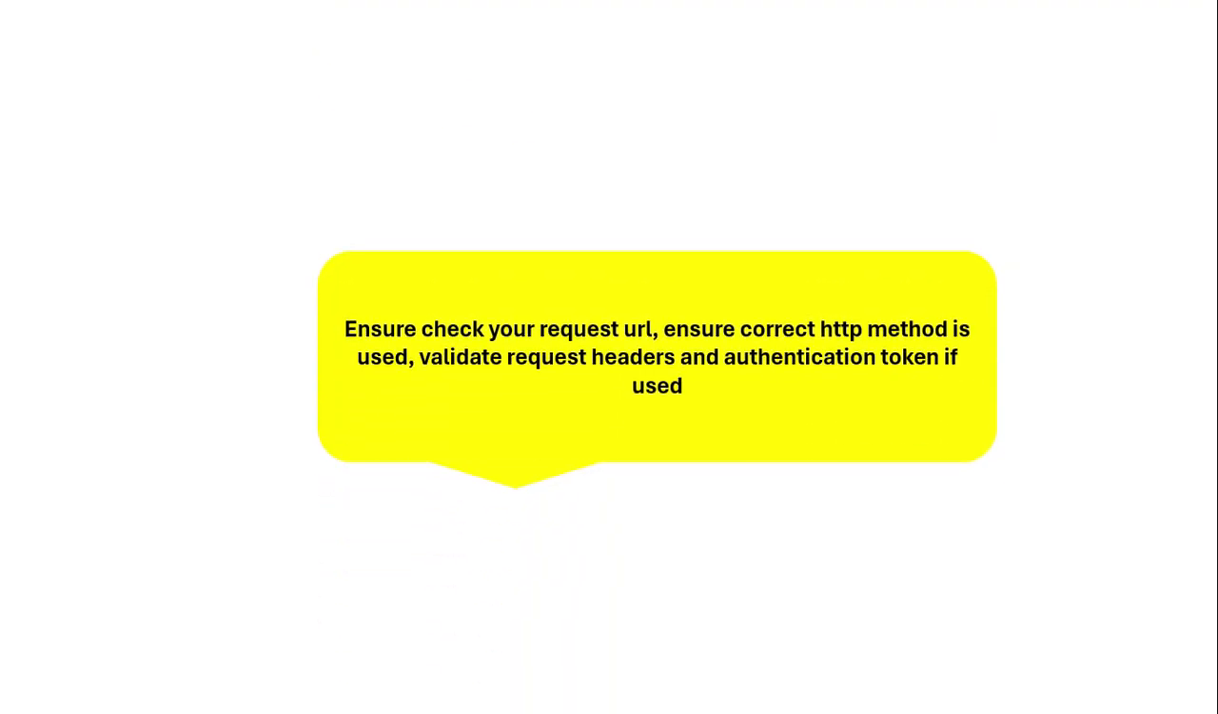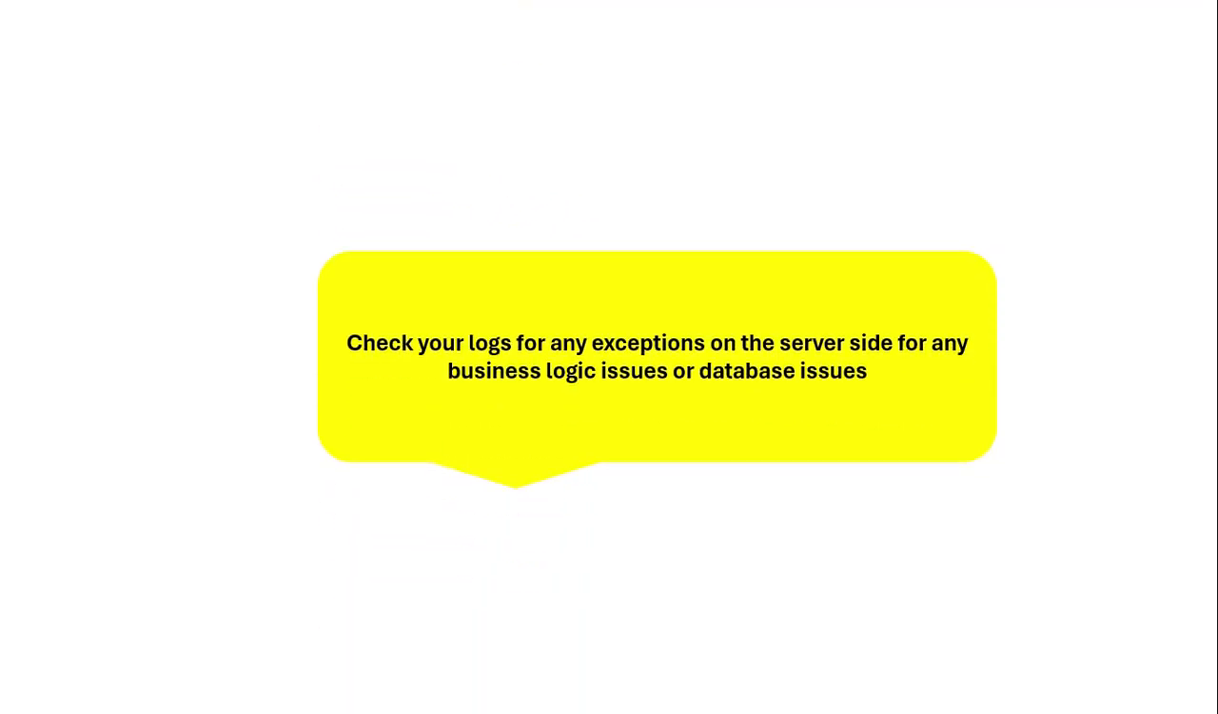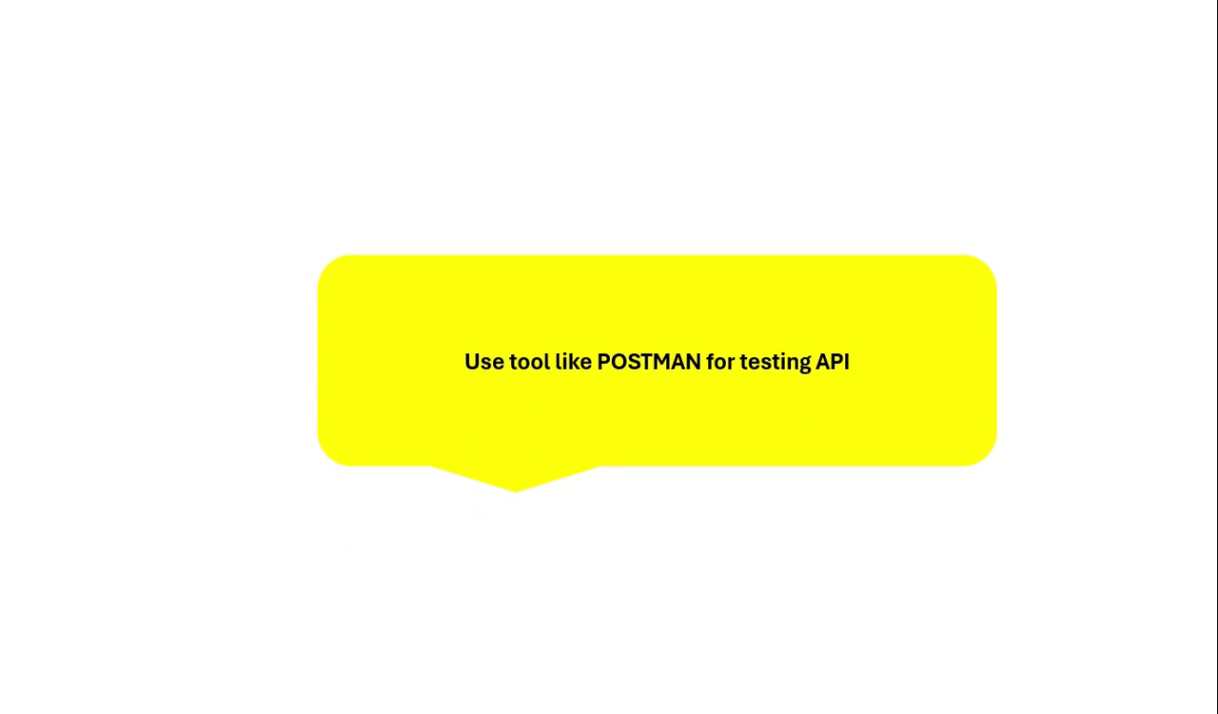For debugging any of these issues, we need to ensure that we are sending the correct URL and correct authentication details, and that the correct HTTP method is being used. We should validate the request header, or the authentication token if we are using one, on the client side initially. For server-side issues, you should check your logs for any exceptions, business logic failure, or database issue, and resolve them.